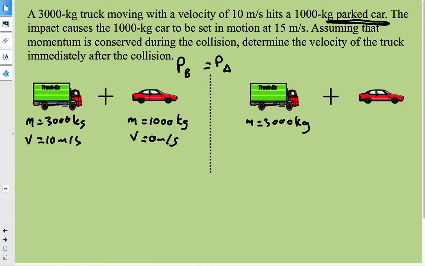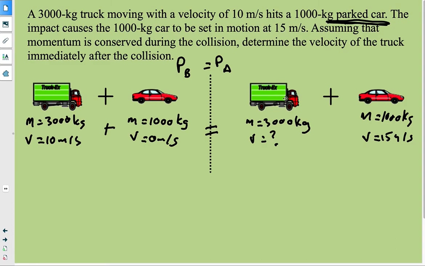Okay. Now the total momentum before it hits would be 3,000 times 10 plus 1,000 times 0. All of that momentum is going to have to equal the momentum afterwards. So we know the mass of the car, once again, didn't change, still 1,000. And it says that the impact causes the car to be set in motion at 15 meters per second. So the new velocity of this car is 15 meters per second. Determine the velocity of the truck. So this is what I'm trying to find out.